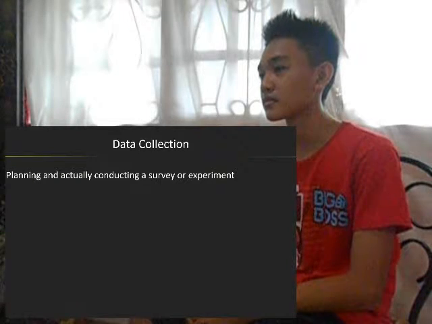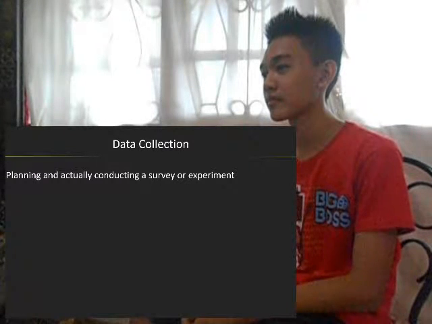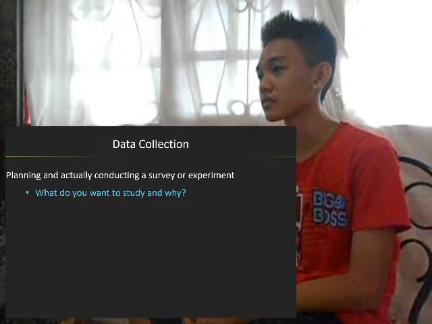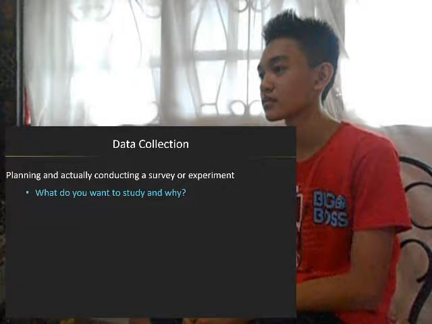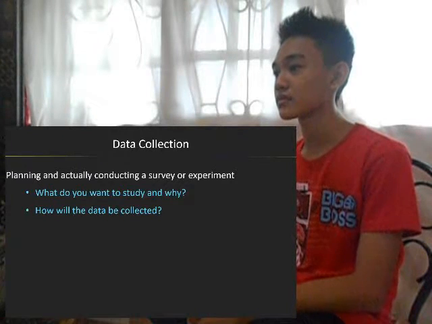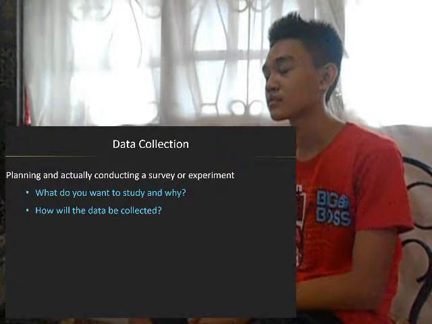Data collection involves planning and actually conducting a survey or experiment. Two questions that should be asked during this process are, what do you want to study and why? And also, how will the data be collected? Let's take a look at an example of the data collection process.